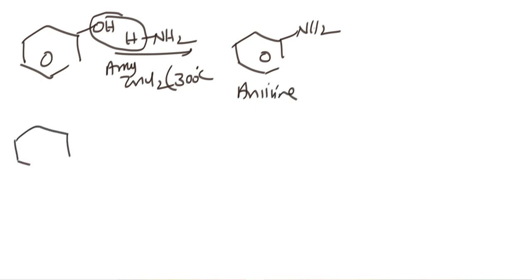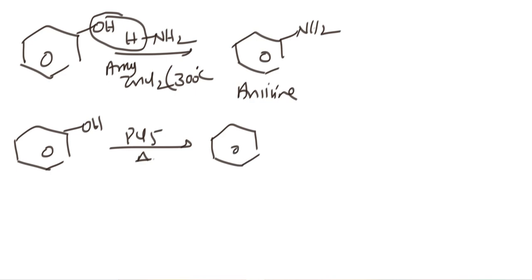Very, very important. And this is the OH on treated with PCl5 heating. I already told you, I think, that anywhere you want to convert OH to Cl, like SOCl2, PCl5, PCl3, heating is compulsory. Here the OH group is converted to Cl.